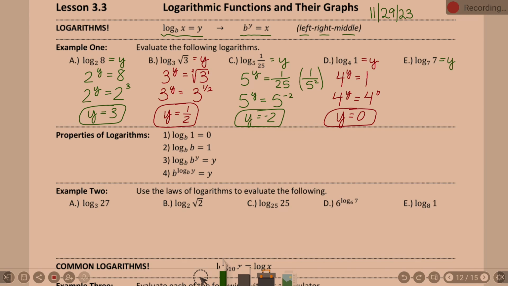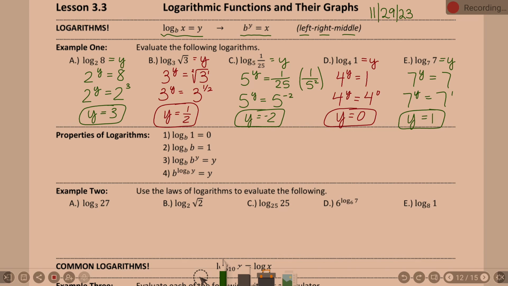If we do our left, right, middle, what do we have? 7 to the y equals 7. So what is y? 1, right? Because 7 to the y is technically equal to 7 to the first. So y equals 1.